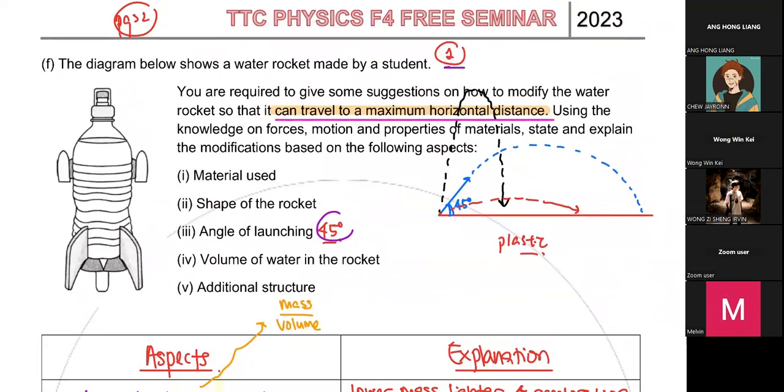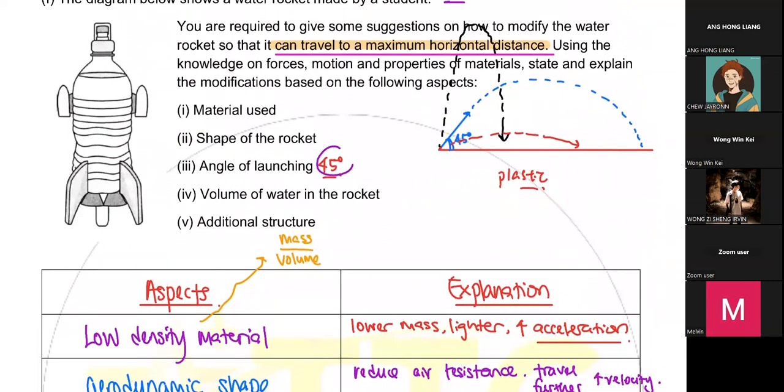Then number 4. What about the volume of water in the rocket? Guys, I've got one question here. Why is there water inside the rocket? They want to add water. Why?